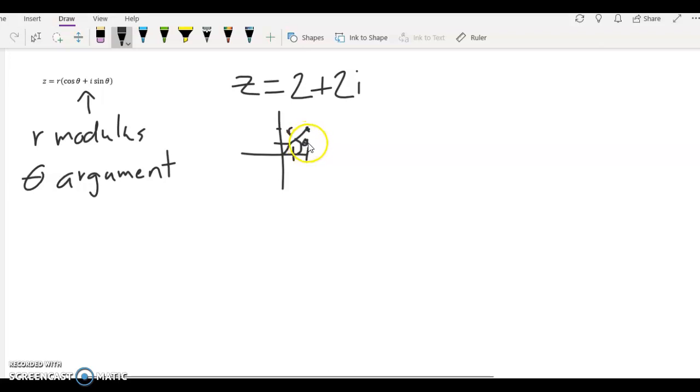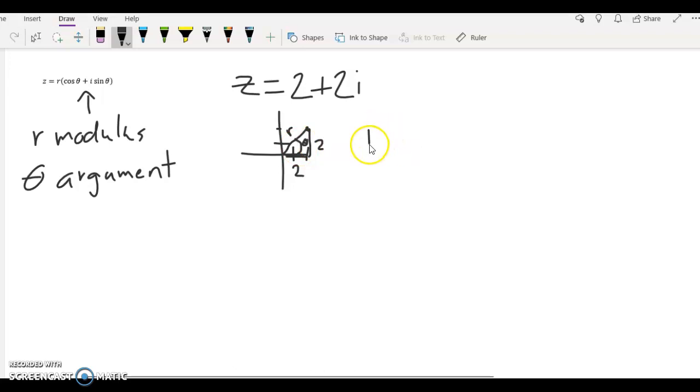Now, if we look at what we have, this side right here, we know that's 2. We also have this side right here, we know that's 2. So we've just formed a right triangle. So if I look at that right triangle, we know 2 of the sides. I know this side over here is 2. I know this side is 2. And so we can use that to figure out the r, the modulus, and the theta, the argument.